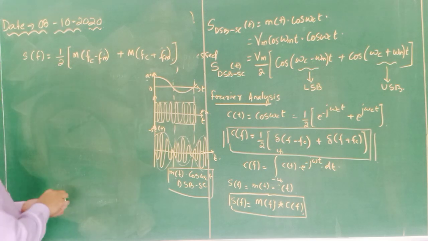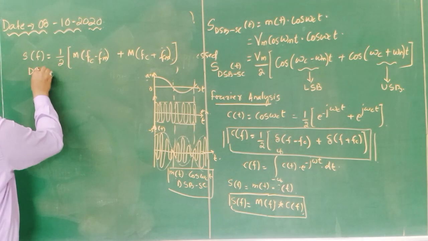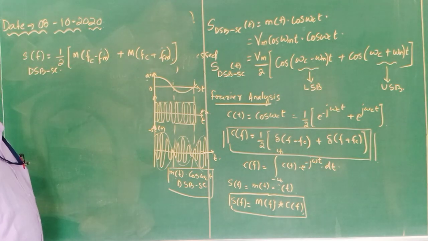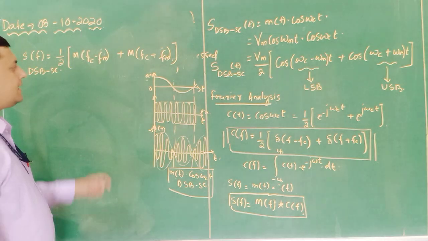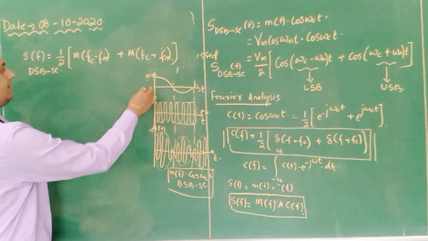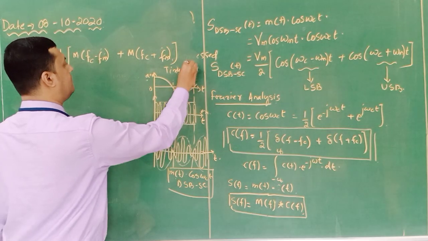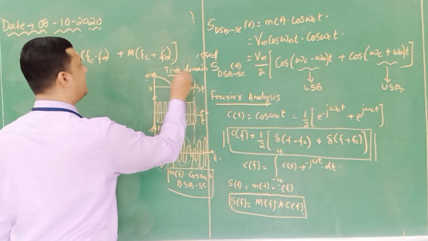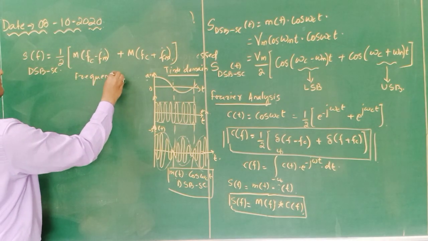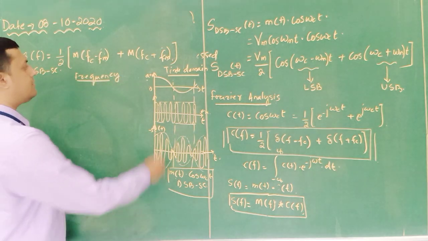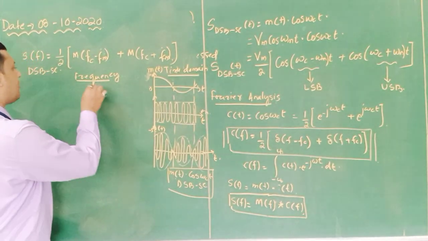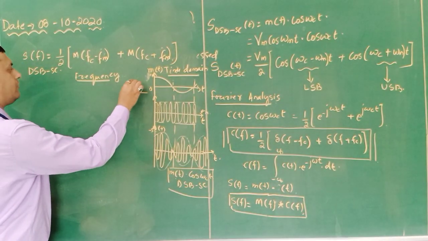So whatever relations we are getting are with respect to DSB-SC. Okay. So here we have two sidebands, one lower sideband and one upper sideband, and it is called double sideband suppressed carrier. Now here we have discussed the time domain. This is the time domain. Now the same thing I will write in terms of the frequency domain. First we have considered the modulating signal.